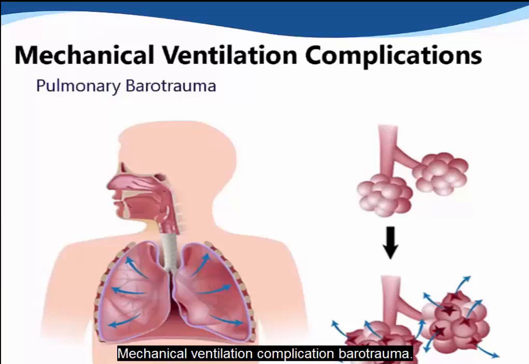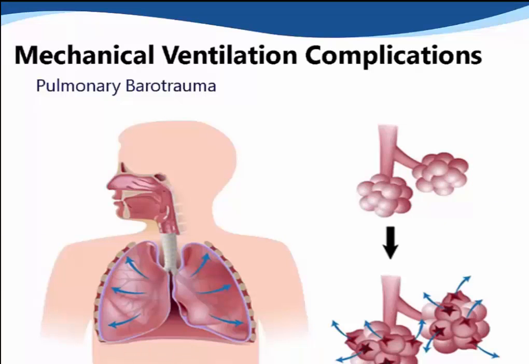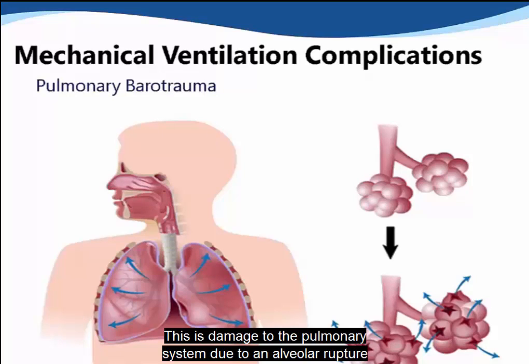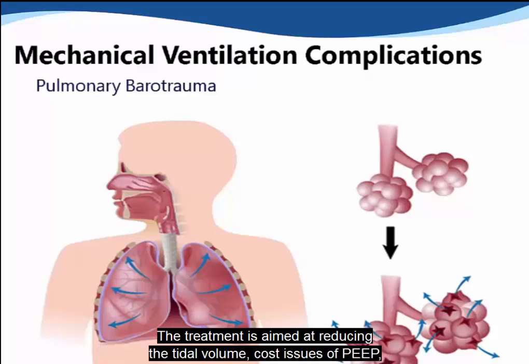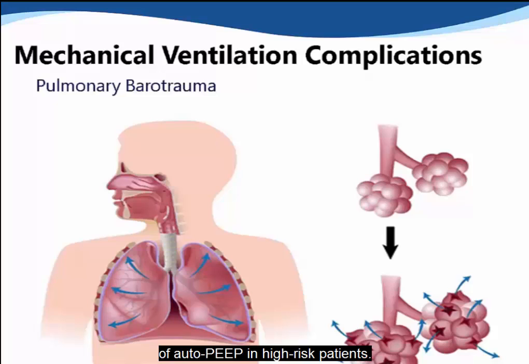Mechanical ventilation complication: barotrauma. This is damage to the pulmonary system due to an alveolar rupture from excessive airway pressures and/or overdistension of the alveoli. This may result in pneumothorax, pneumomediastinum, and subcutaneous emphysema. The treatment is aimed at reducing the tidal volume, cautious use of PEEP, and avoidance of high airway pressures resulting in development of auto-PEEP in high-risk patients.